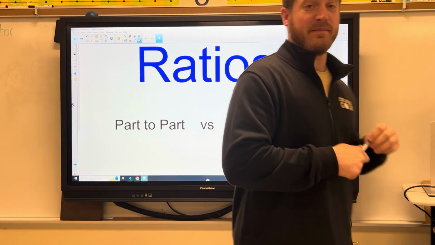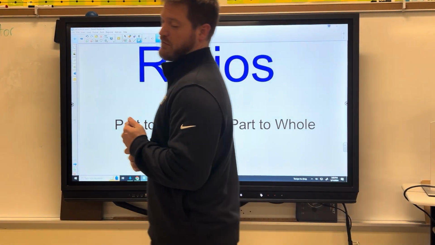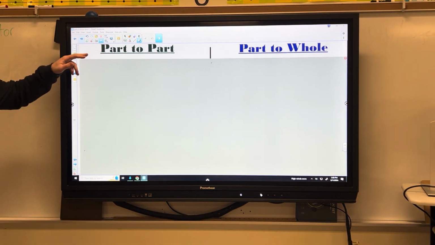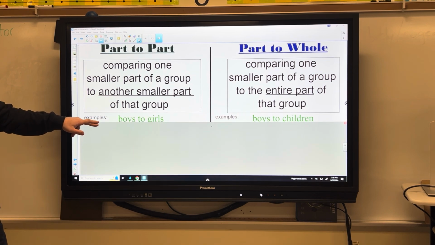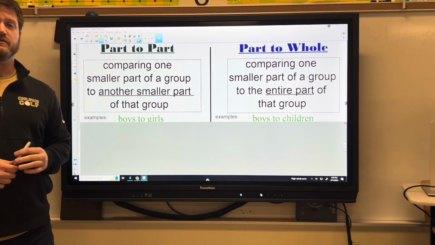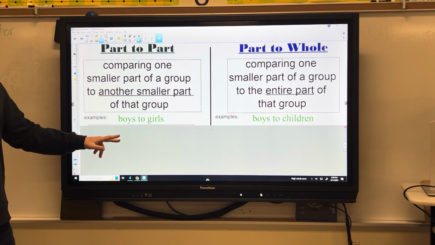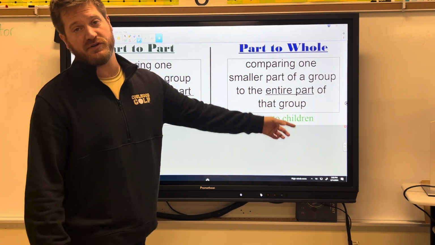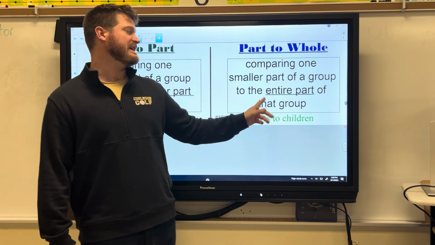Alrighty, in this lesson, we're going to be discussing the two types of ratios and how we can differentiate between the two, part-to-part versus part-to-whole ratios. So, the two types and definitions of each. Part-to-part is comparing one smaller part to another smaller part of the same group, so boys to girls. Whereas the part-to-whole version of that would be boys to all children or girls to all students, because it's a smaller part to the entire part.